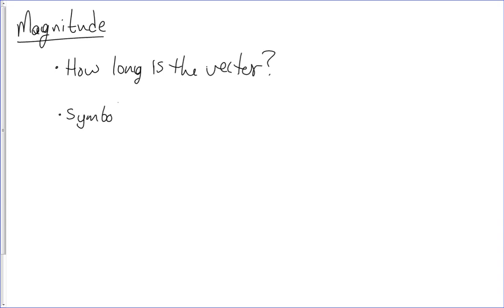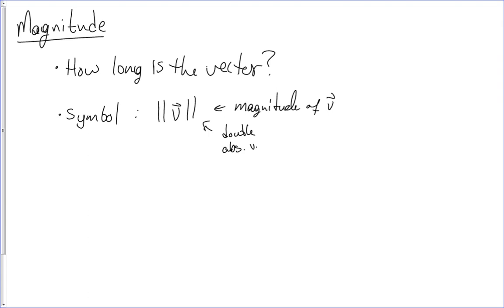Okay, the symbol for magnitude is simply a double absolute value sign. So this right here represents the magnitude of vector v. Okay, so that's how you write the magnitude of a vector. It's kind of like a double absolute value symbol. Double absolute value. All right, that is what the symbol is.